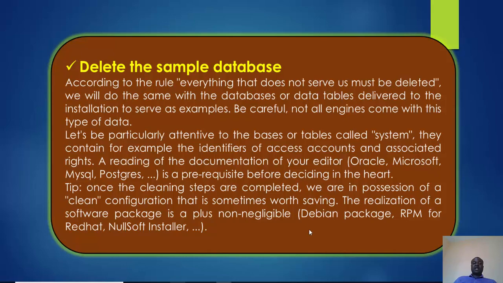They contain, for example, the identifier of access accounts and associated rights. A reading of the documentation of the editor, Oracle, Microsoft, MySQL, and Postgre is a prerequisite before deciding anything. Once the cleaning steps are complete, we are in the position of a clean configuration that is sometimes worth saving. The creation of a software package is a non-negligible plus, in the case of a Debian package and RPM for Red Hat in the case of Linux.